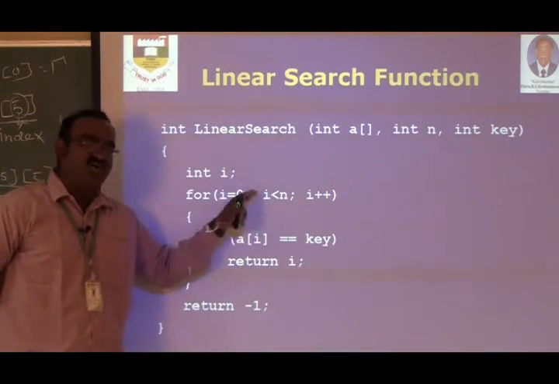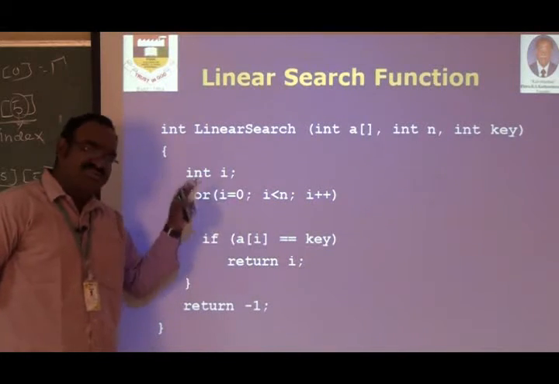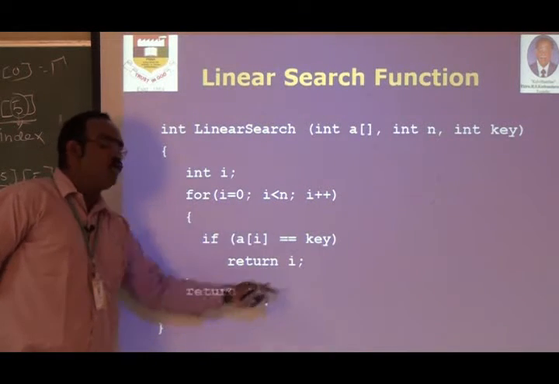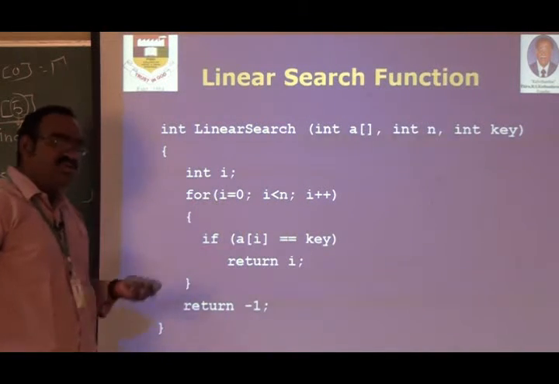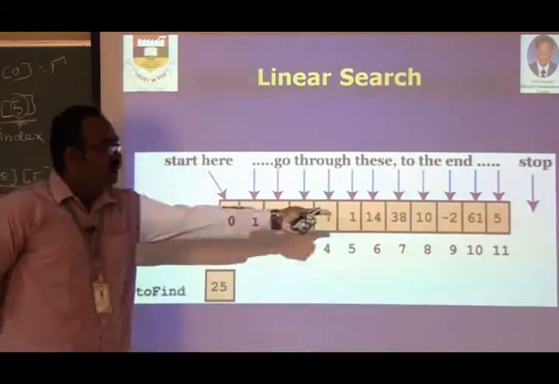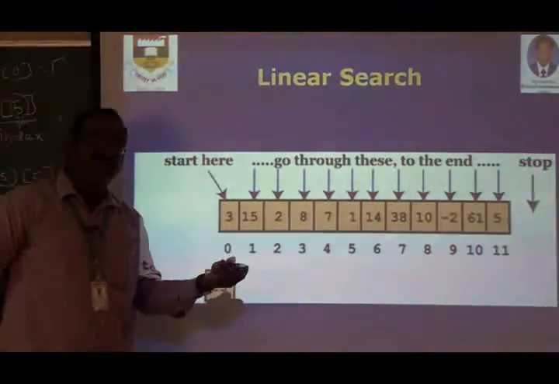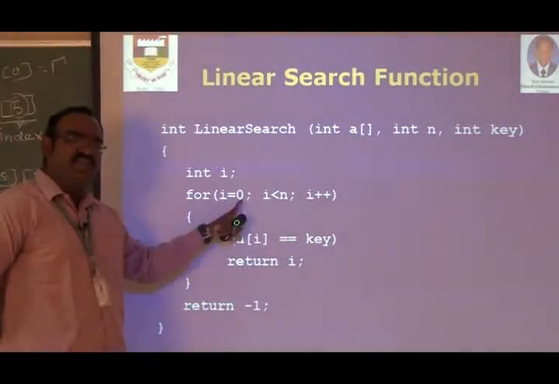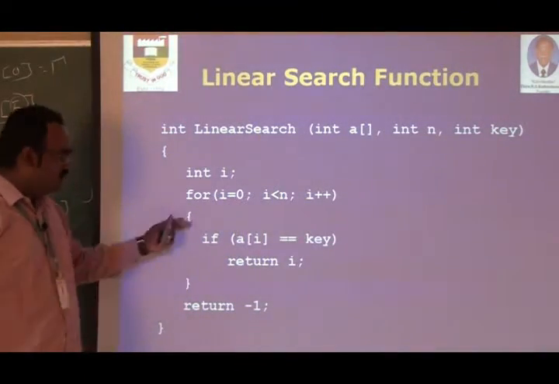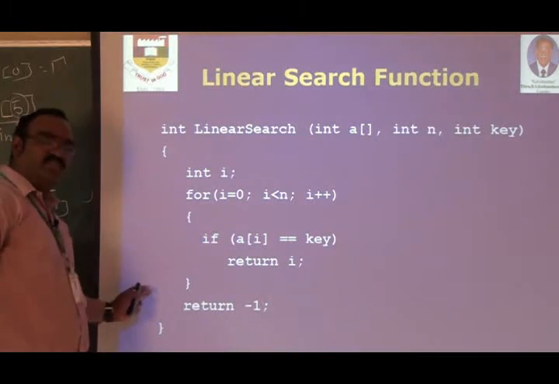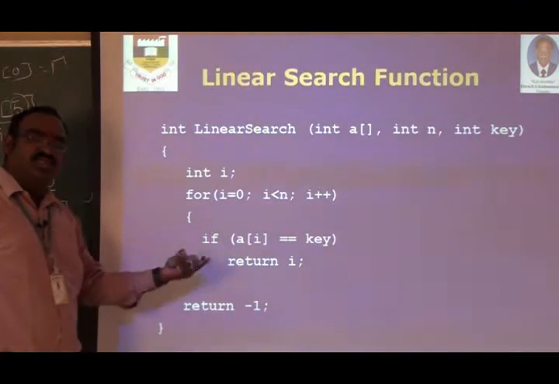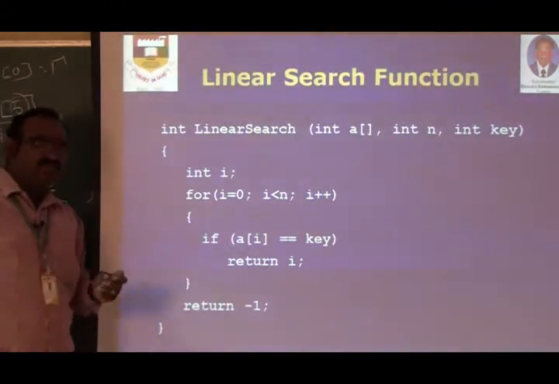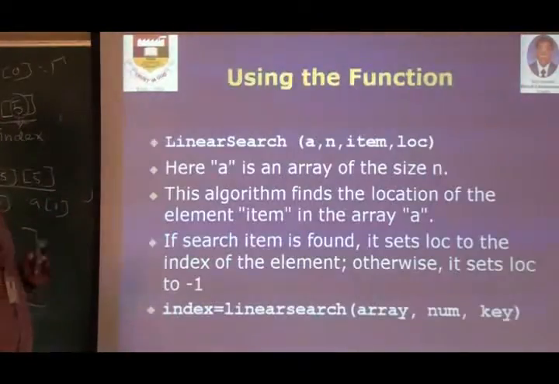While the condition is satisfied, the for loop keeps going. When the condition is false, at the end of the list, after that there is no size, only 12 elements. If you go to i is 13, the condition is automatically false. So it exits from the loop and returns -1, meaning there is no such value in your list. So that is a linear search function.